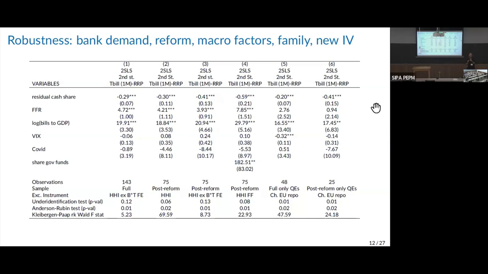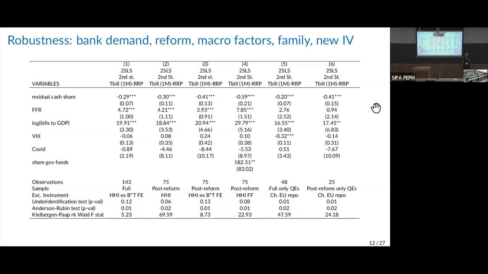The reform would be an ideal thing to test, but there are also other macro effects changing at the same time. So then we go, okay, because to the keen observer, the share, the HHI that I showed looks very much like the government share of the entire money market fund industry, and that violates the exclusion restriction. So what we do next is we focus on the post-reform period, and then we show that the result is the same. We do the same thing with the alternative HHI with the bank fixed effects out, and the result holds. Next, we take the post-reform period and control for the share of government funds.